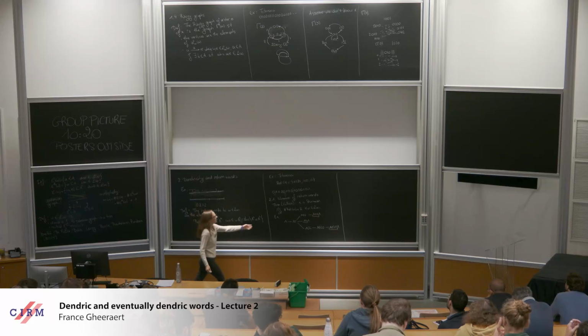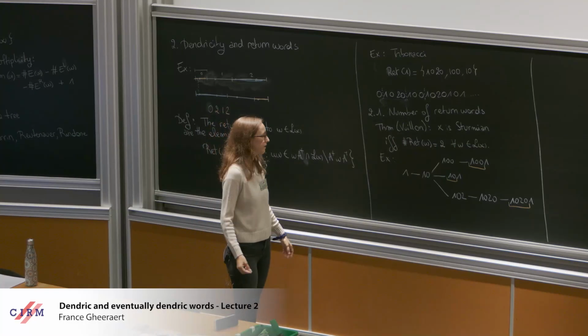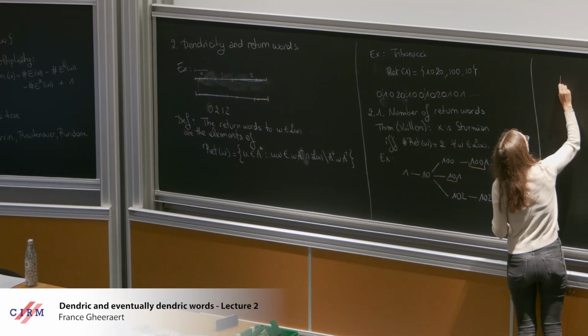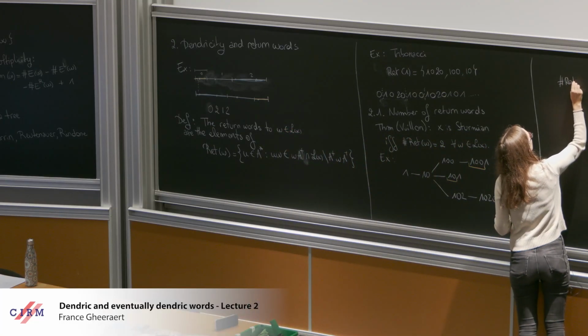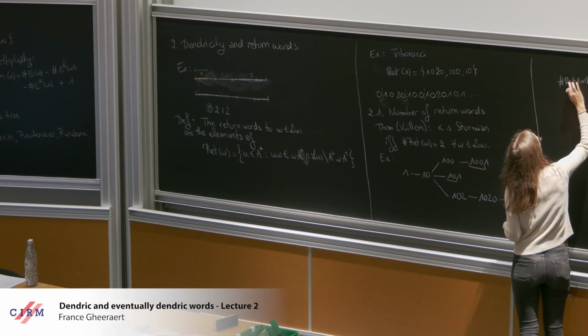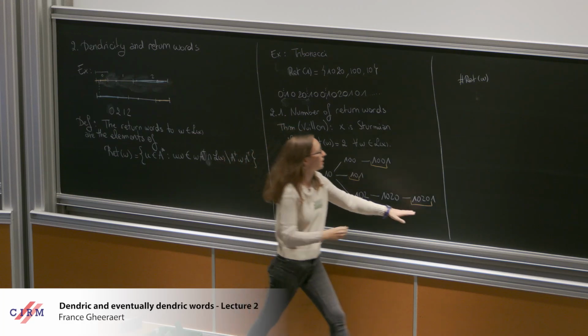Okay, but this exhaustive search, I can do it for any word, for any sequence. And so essentially the idea is that the number of return words to some W is actually the number of branches I have at the end.